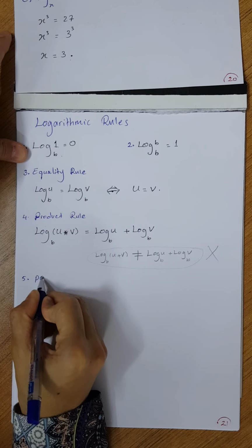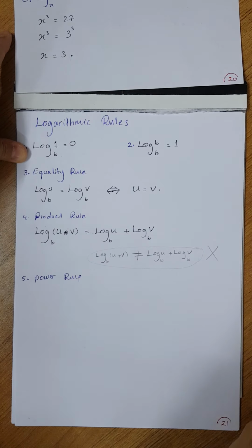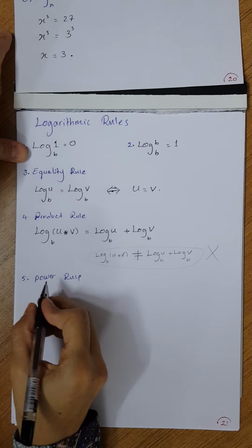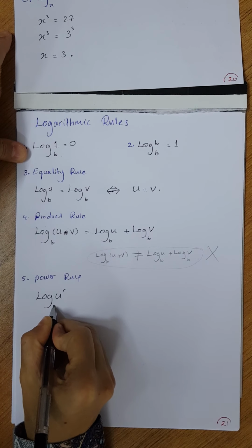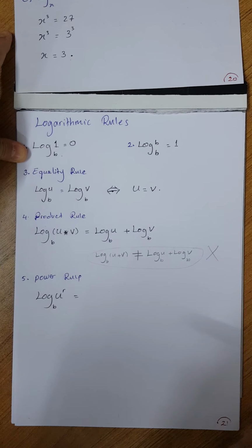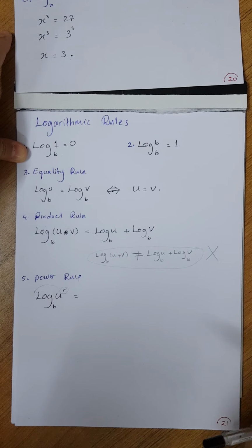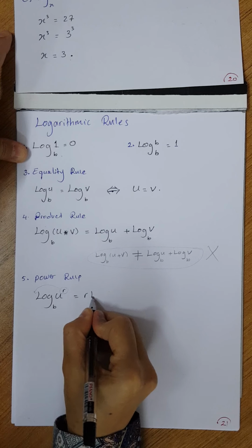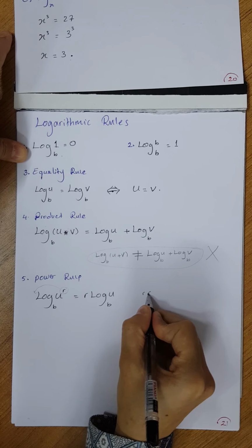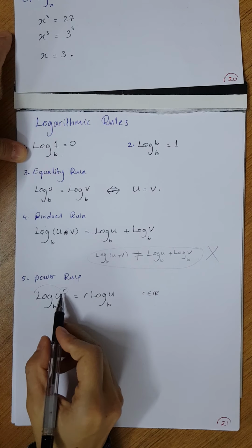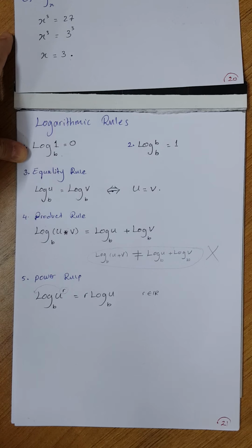The other rule that we have is the power rule. I have logarithm of u with the power of r, and that is equal to what? That power comes in front. So that will be r times logarithm of u with the base of b. That r is in the real numbers. Any power, positive, negative, rational, irrational, comes in front of the logarithm.